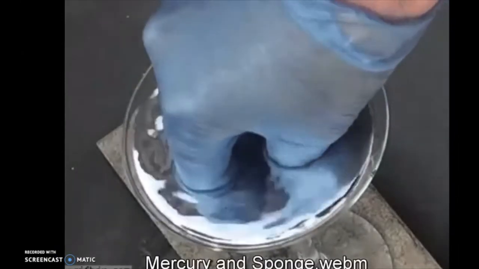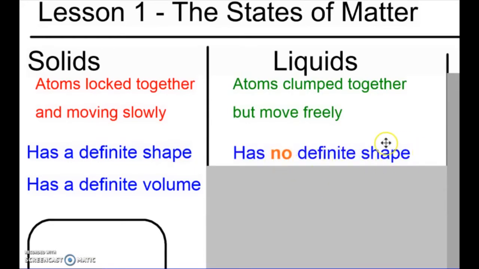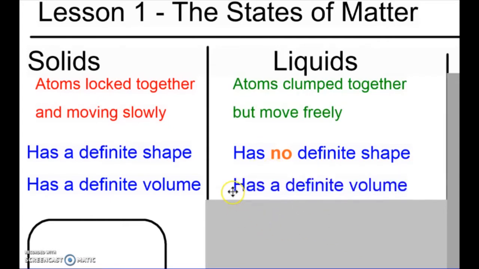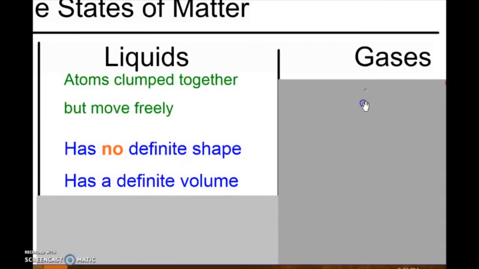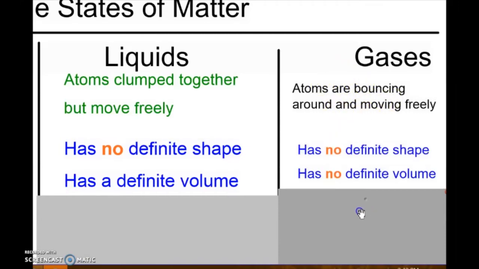They can move around. Now, liquids, they do not have a definite shape. They'll fill up the bottom of a cup or a plate, but no definite shape. However, it doesn't matter where they are, they can have the same volume. So that is a liquid. Now, gases, on the other hand, these atoms are bouncing around and moving freely, like we saw before. Gases, they're bouncing all over the place. They have no definite shape and no definite volume.